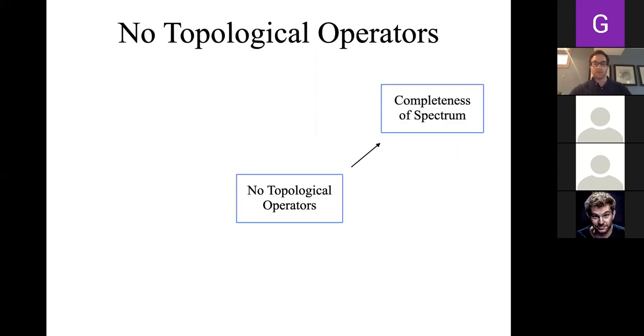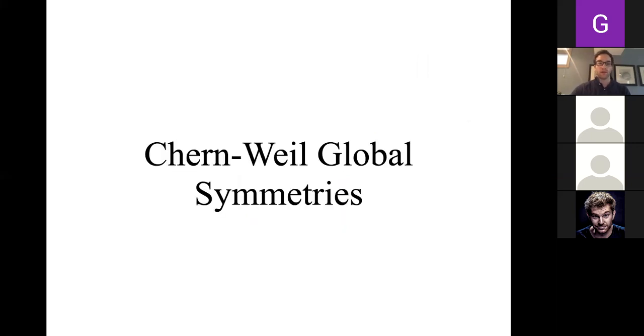So thus far, we've seen that if we generalize the statement of no global symmetries to a more general statement of no topological operators whatsoever, we have this very close connection with the completeness hypothesis. Let's now move on to a completely different direction, which is what I'm going to call Chern-Weil global symmetries.